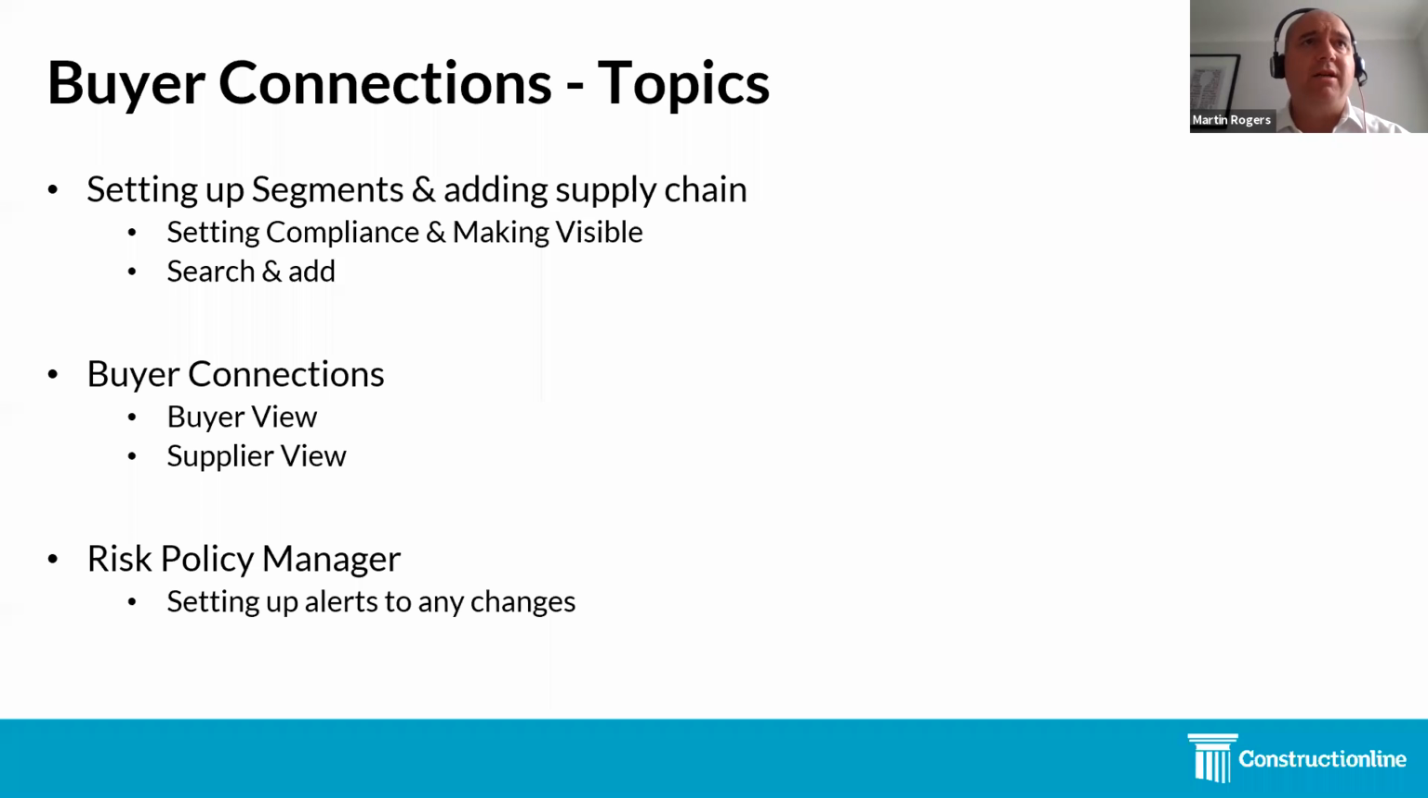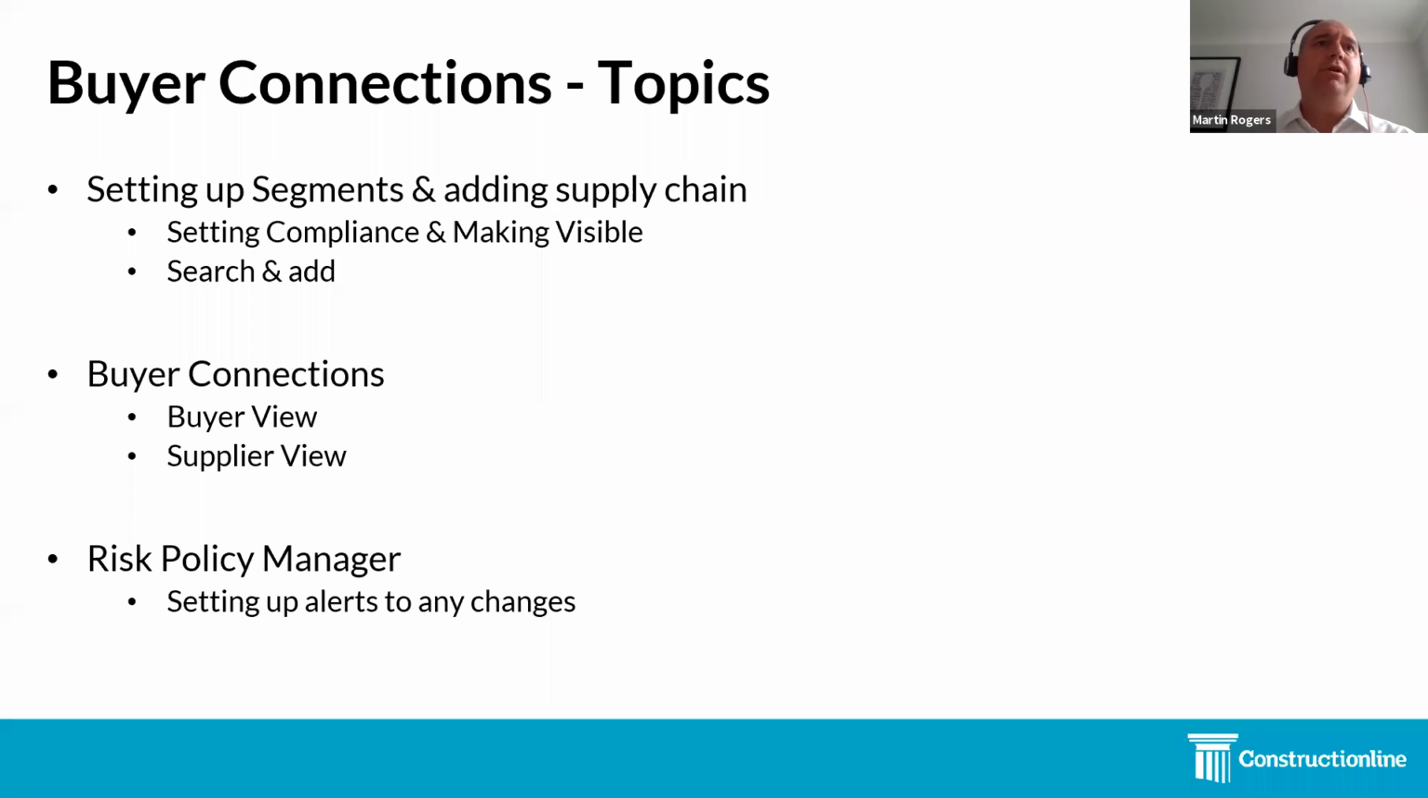So we're talking about setting up the segments and adding to the supply chain. So this is a way around just creating those segments, whether they be projects or segments or buildings, and then being able to set the compliance status, so the gold and the silver, as Mike indicated, as well as visibility. So again, visibility to the suppliers. Can your suppliers actually see that connection? As well as being able to add suppliers to them.